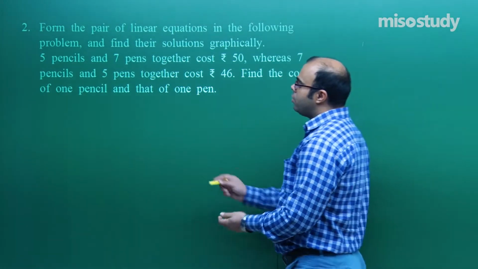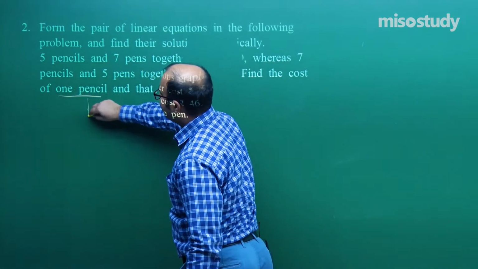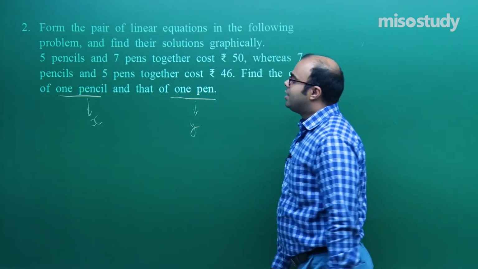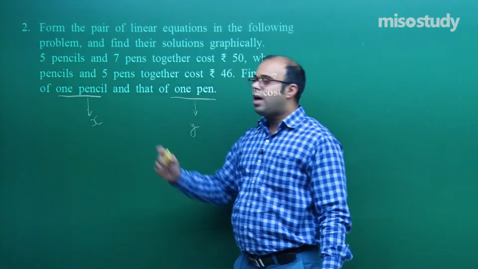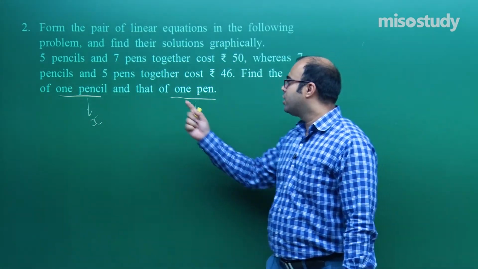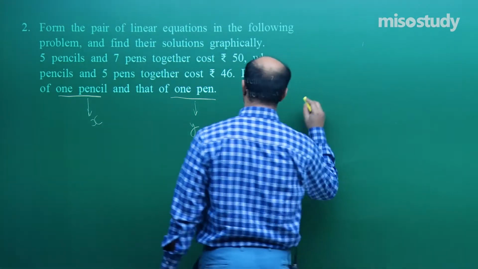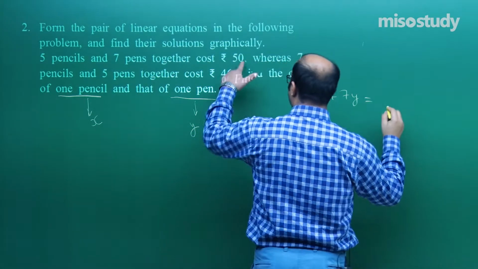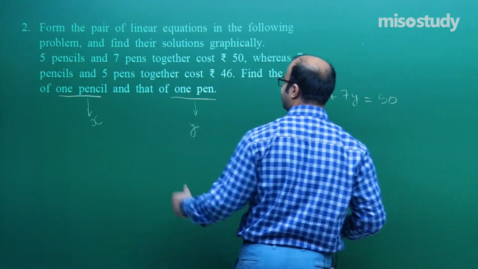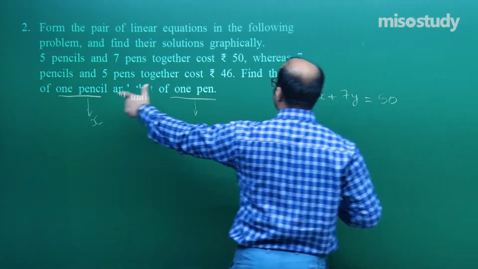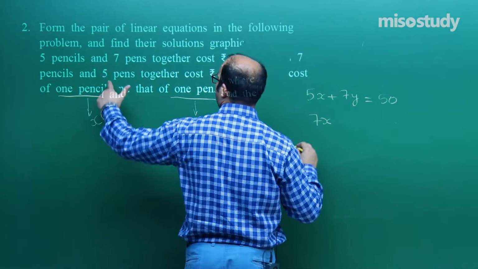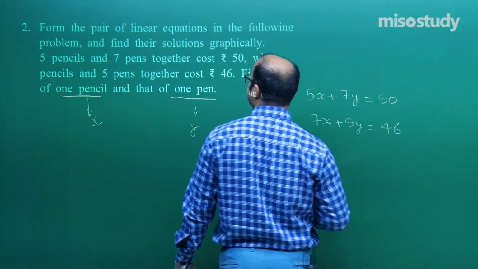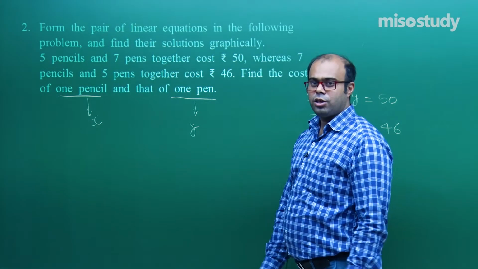So what we will do? We will assume that the cost of 1 pencil is x rupees, and the cost of 1 pen is y rupees. Then if we are taking 5 pencils, 5x rupees will be the cost, and 7 pens will be 7y. So 5x plus 7y, and this total cost is given as rupees 50. Another situation is we have 7 pencils, so the cost is 7x, and 5 pens, that is 5y, and the total cost is 46 rupees. So this is the algebraic representation of this situation.